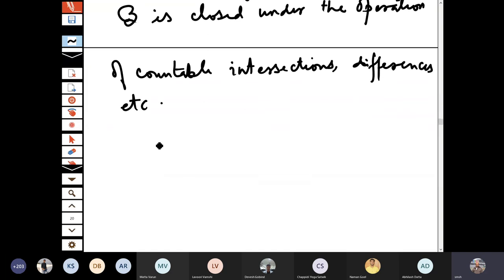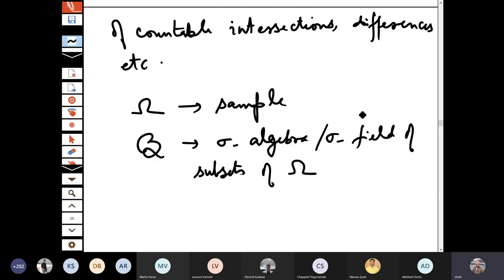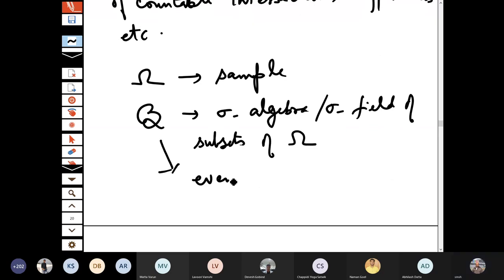So we have then omega, that is the sample space, and we have B, which is a sigma algebra or sigma field of subsets of omega. This is called then the event space. We will then call this omega and B a probability space if it satisfies certain properties.